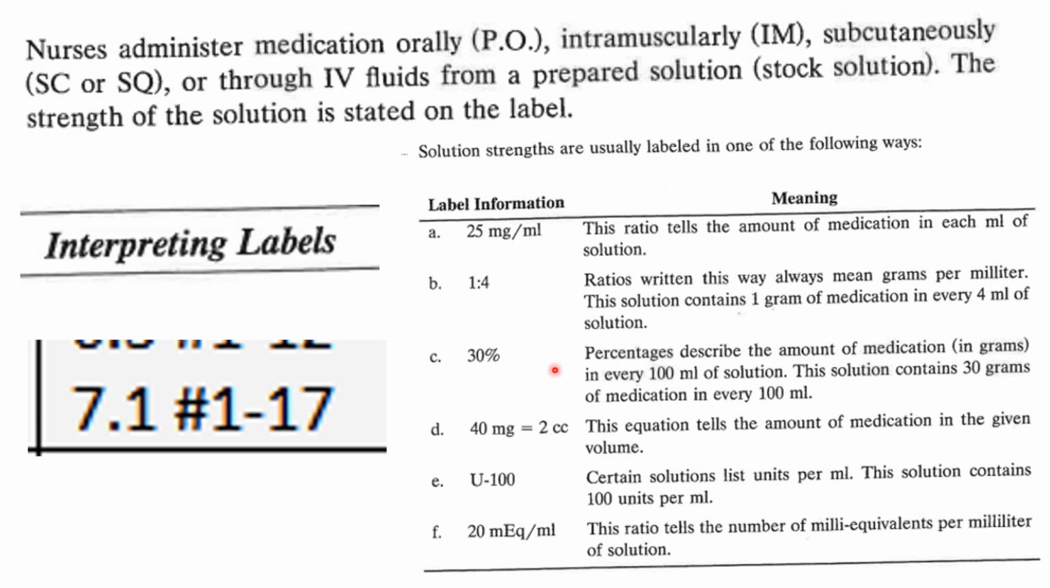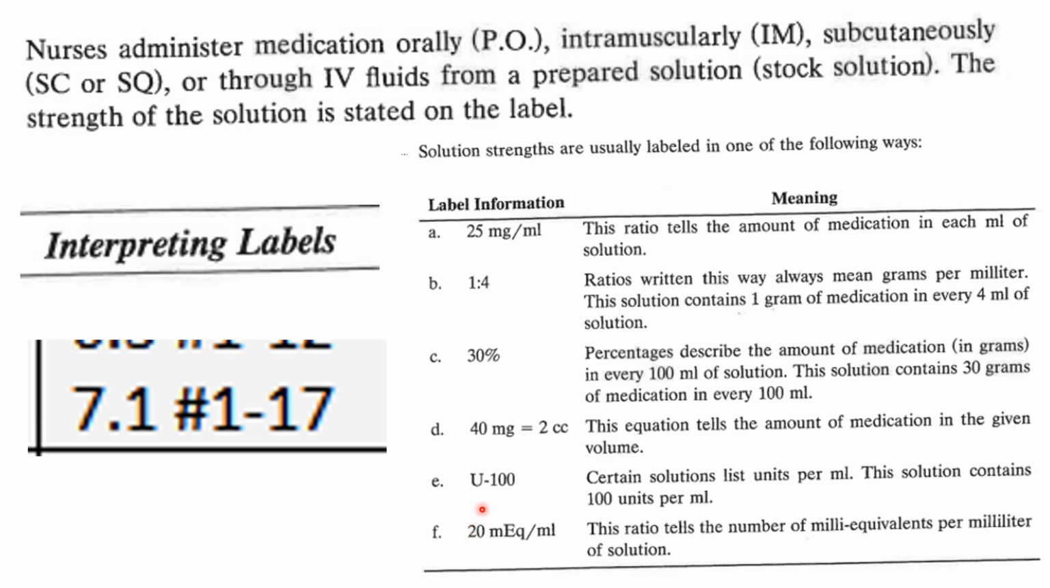30%. Percentages describe the amount of medication in grams in every 100 milliliters of solution. This solution contains 30 grams of medication in every 100 milliliters. Sometimes it is shown as 40 grams equal to 2 cc, cc standing for cubic centimeters. This equation tells the amount of medication in the given volume, and that is 2 cubic centimeters.